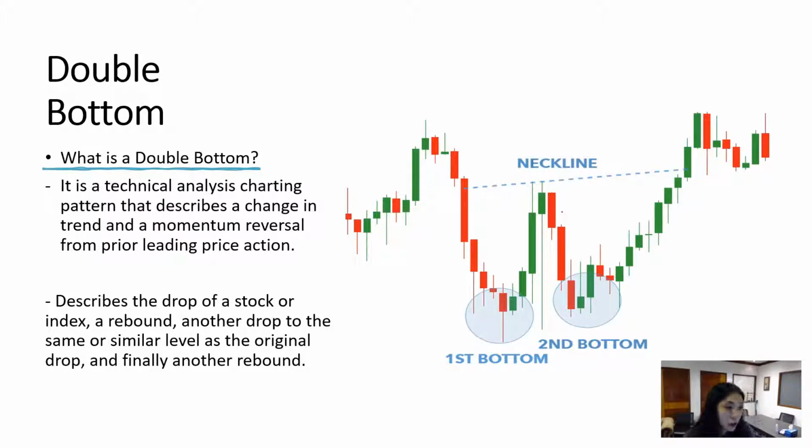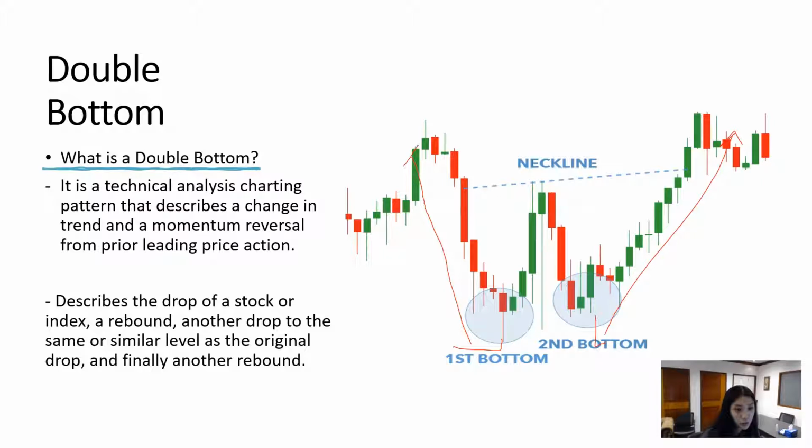So double bottom is a technical analysis charting pattern that describes a change in trend and also a momentum reversal from prior leading price action. It also describes the drop of a stock, index, or other financial instrument, a rebound, and then a drop to the same or similar level as the original drop. So just like I say, the distance from here to here must be the same as the distance from here to here.